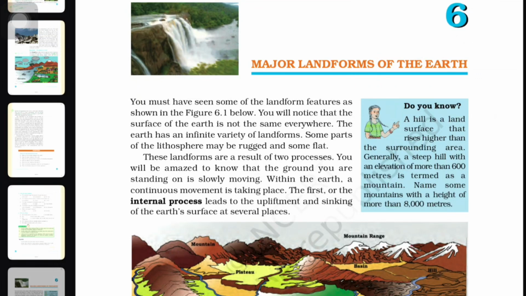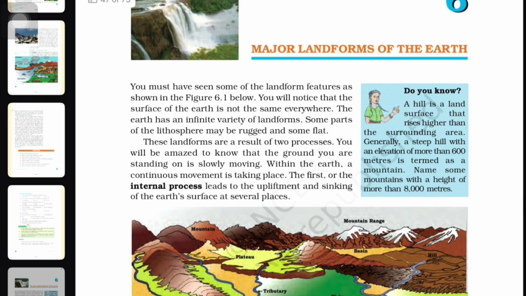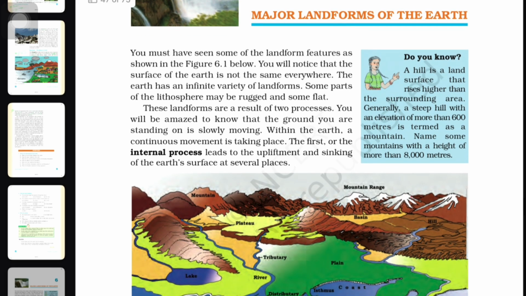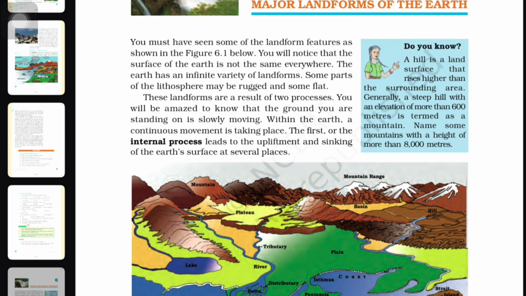Hello everybody. So our today's topic of discussion will be Chapter 6, Major Landforms of the Earth, Class 6 Geography NCERT. Okay, so we will majorly focus on the key pointers. In this chapter, we are basically going to focus on the landforms and different components of the landform.